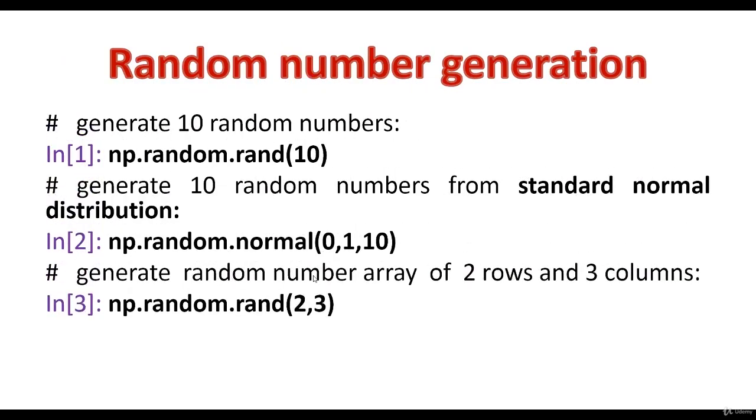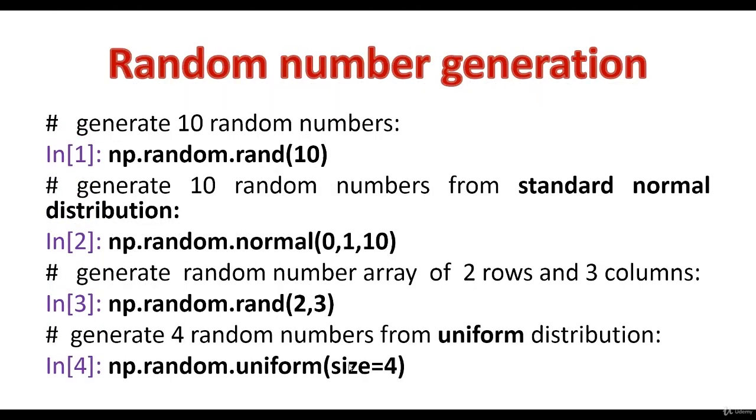Then generating a random number array of 2 rows and 3 columns. Here you have to put the first element, 2, for 2 rows and the second element, 3, for 3 columns. For generating 4 random numbers from a uniform distribution, here you have to write uniform and size 4.